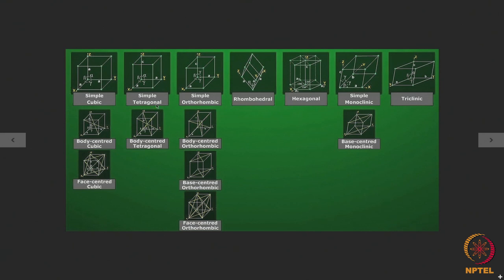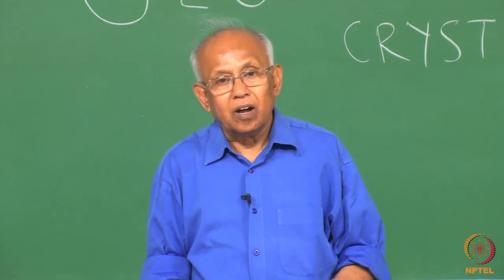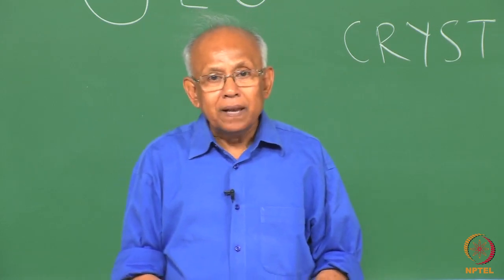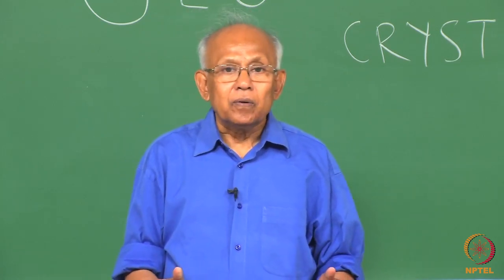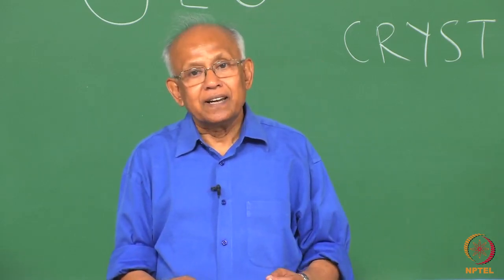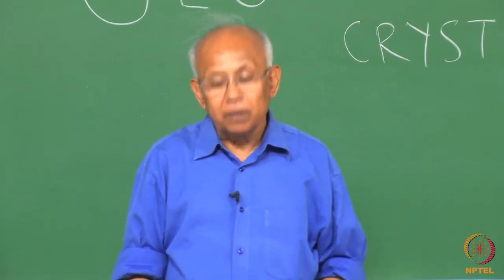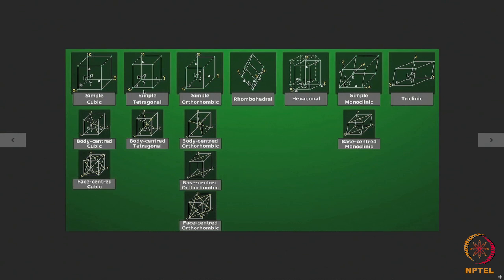Similarly, if we go to the tetragonal system, there if we put a point right at the center of the unit cell of the tetragonal system and build up the lattice, that will satisfy the criterion that each point will have identical surroundings. So, that is also a lattice, a different lattice from the simple tetragonal. So, you see that in the tetragonal system, we can have a simple tetragonal unit cell, we can also have a body centered tetragonal unit cell.